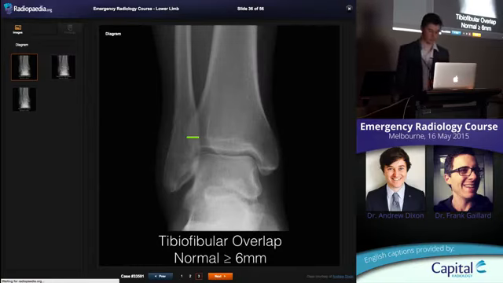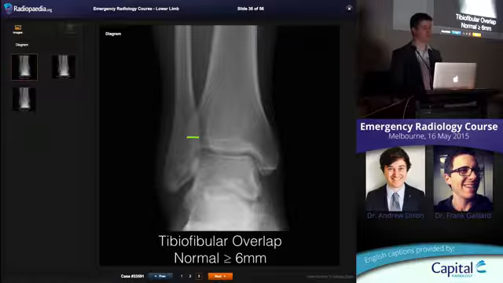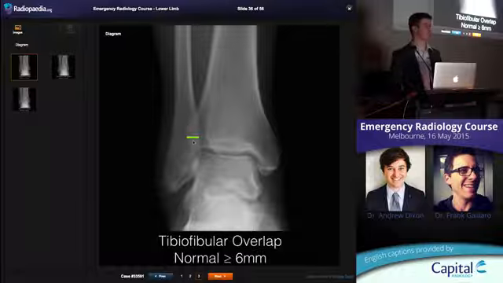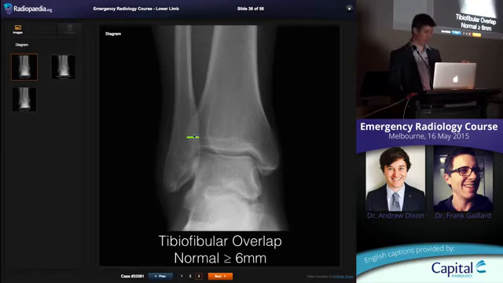I wanted to use this patient also to run through some of the normal alignment that you should be looking at on an ankle radiograph. The distal tibiofibular joint, or the tibiofibular syndesmosis, is very important to the stability of the ankle. And you want to see a nice overlap between this tibia here and the fibula. You want to see at least 6 millimetres of overlap on your AP film. On your mortise view, which is an oblique view, you still want to see a little bit of overlap, at least 1 millimetre of overlap on your mortise view, okay?